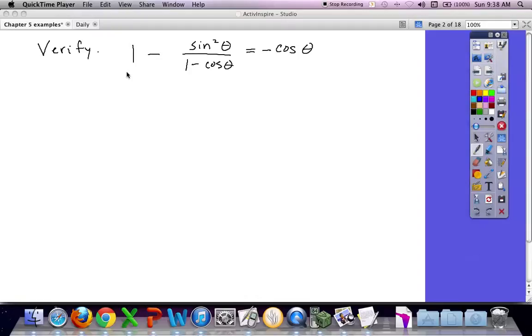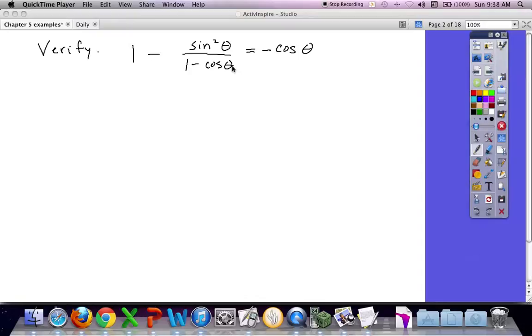So normally we would attack the more complicated side first, and that's clearly 1 minus sine squared over 1 minus cosine. What I'm thinking in my math mind is that because I've got a 1 minus cosine in the denominator here, I have sine squared in the numerator, and I'm very comfortable with the substitution that 1 minus cosine squared equals sine squared. And that's the difference of squares, 1 minus cosine times 1 plus cosine. So I can see right away that if I do that, I'm going to be able to cancel that factor of 1 minus cosine theta in the denominator.